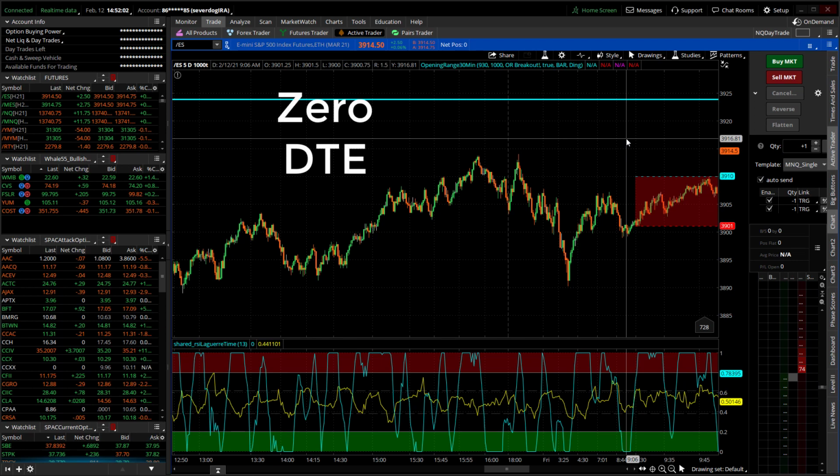It's called the zero DTE or 0 days to expiration trade, where we're selling an option which expires the same day. So it's almost like holding an ice cube in your hands as you walk closer and closer to a fire. It really melts that rapidly.